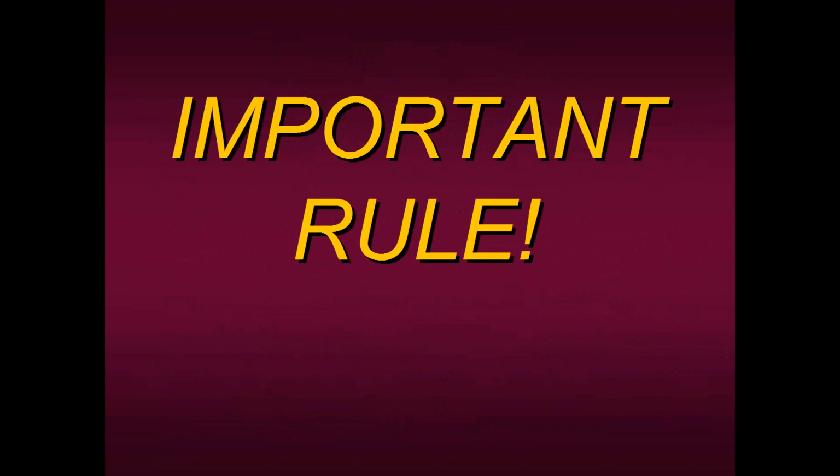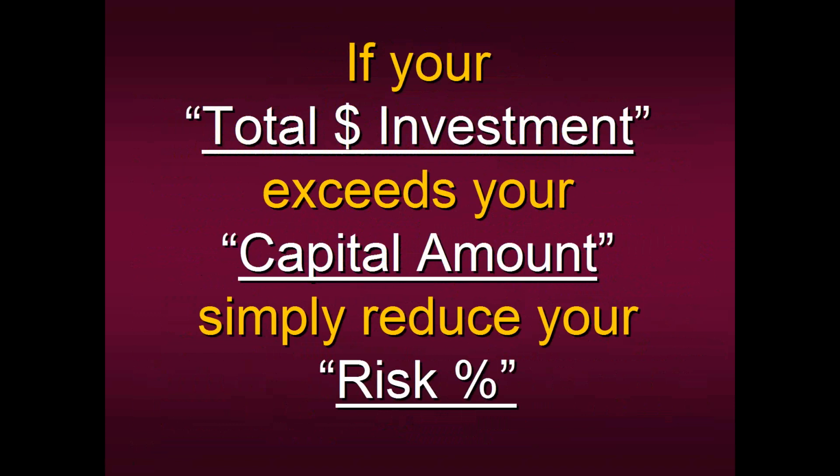Now, an extremely important rule, I have to say this over and over again because this is where students usually have difficulty. If your total investment exceeds your capital amount, in other words, the amount of dollars you have to work with, all you have to do is simply reduce the risk percentage, all right? In other words, if you're risking 2%, go down to 1.5% or go down to 1%. So many students, when they first saw this, say, well, gosh, it says I can buy Apple here, but it's going to cost me $50,000 and I only have $25,000. So I guess I have to nix that trade. No, you don't. You don't have to negate it. You can simply reduce your risk percentage.